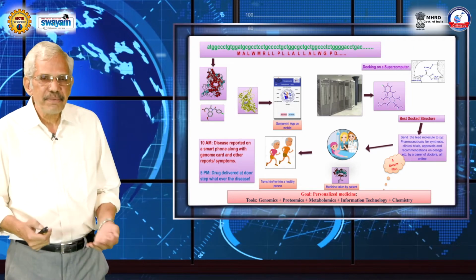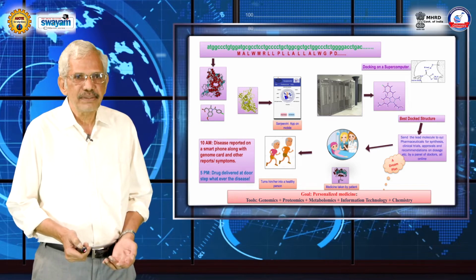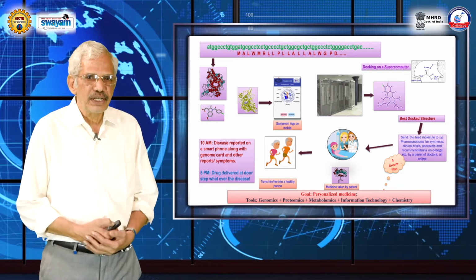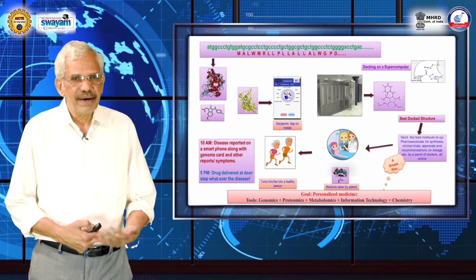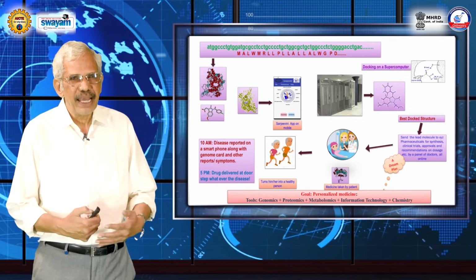Now, what is my dream plan in this? Let's go back to our first description of what is a dream plan. Suppose you had genomic information of an organism, let's say a virus. How do you make a drug molecule? What's the pathway? Can we sketch a pathway?